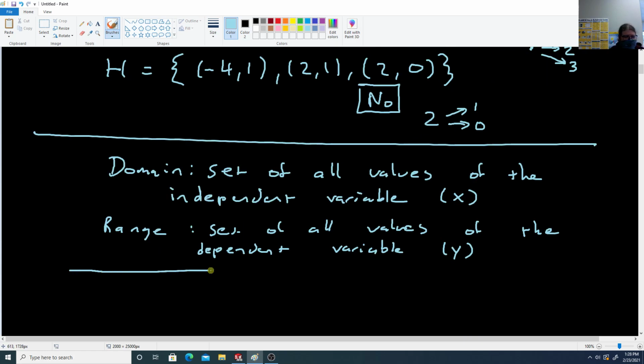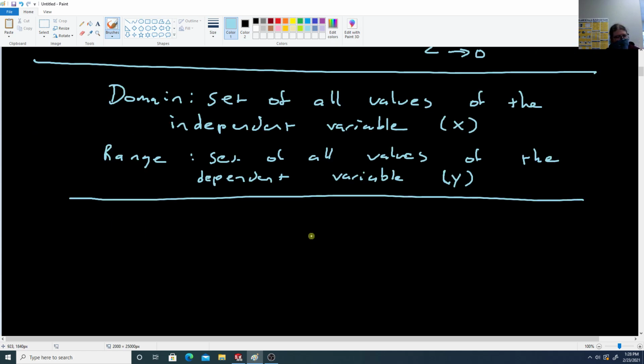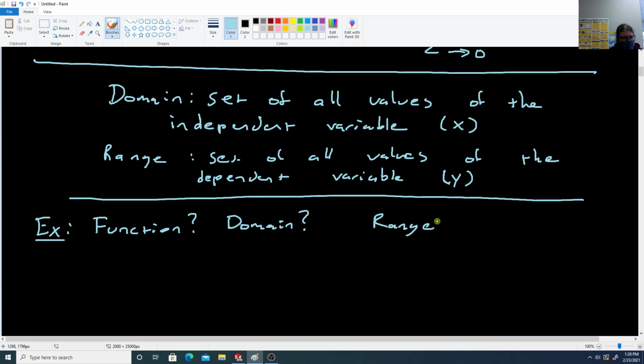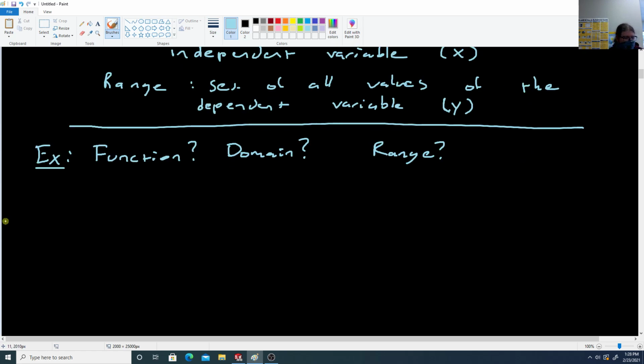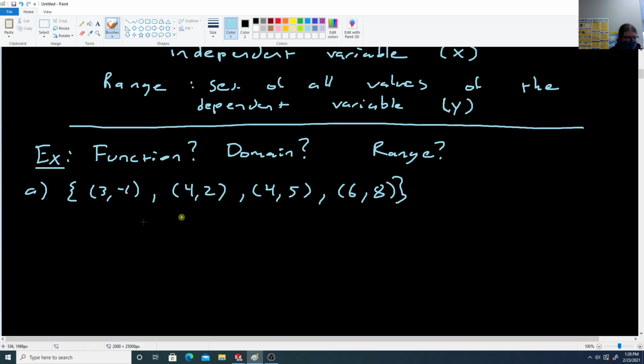So what they're going to have us do in this next example is they're going to give us a couple of expressions. They want us to know, is it a function? What's the domain? What's the range? So part A, they give us 3, -1. They give us 4 and 2. They give us 4 and 5. And they give us 6 and 8. So they use this representation of ordered pairs.